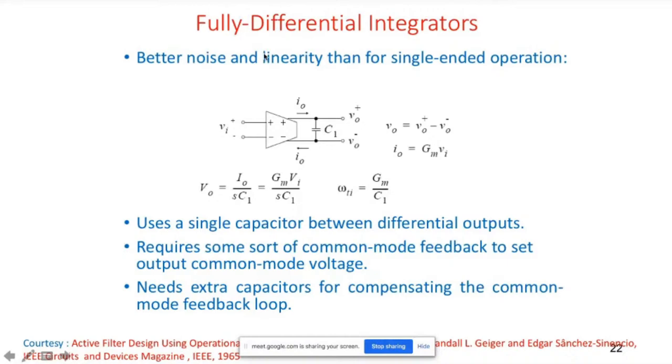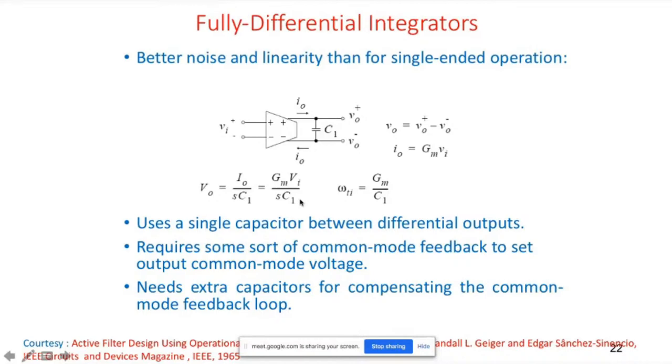Another important point in analog circuits is to always go for differential mode, to increase the swing as well as to improve the power supply rejection ratio. We go for fully differential operation, which can give better noise and linearity than single-ended operation. When you go differential, you have input to output gain, and I can connect a single capacitance between the nodes instead of two, so the currents are added at these nodes. Then I can get equations similar to the single-ended integrator you have seen. This is a differential integrator.